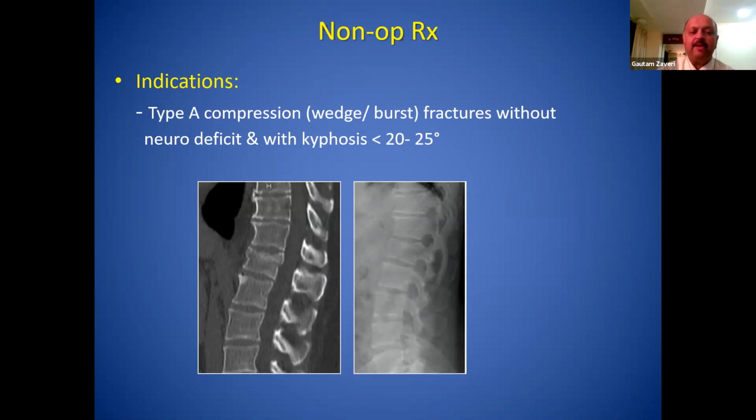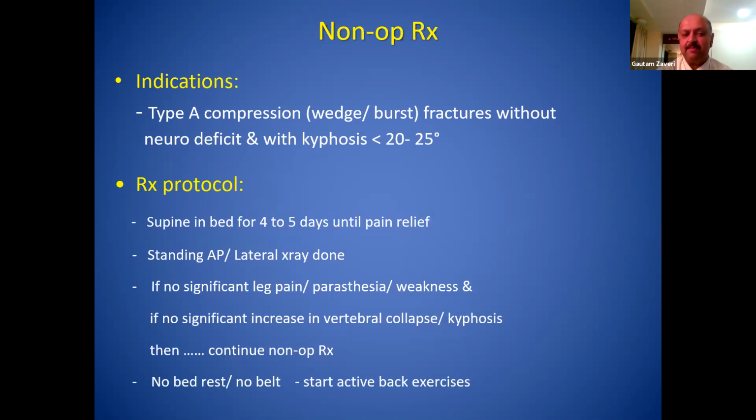Non-operative treatment is limited to type A, which are stable injuries, and in patients who have no neurologic deficit and where they do not have a significant deformity, such as in this patient and with this kind of X-ray and CT picture. In these patients, what I do is I keep the patient supine in bed for 4 to 5 days until the pain is a little lesser. Then we encourage the patient to get up and we take a standing AP and lateral X-ray.